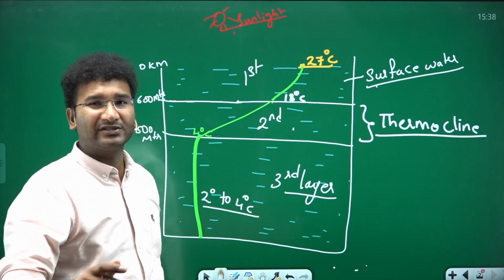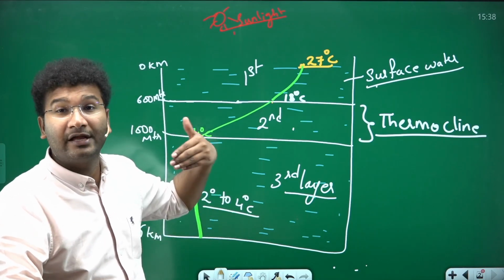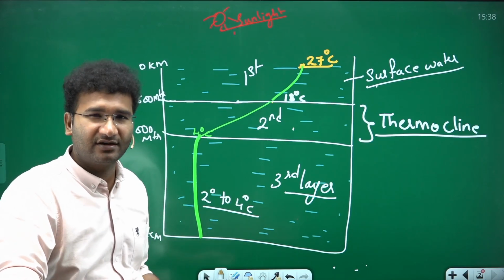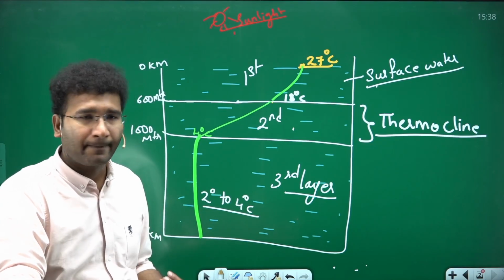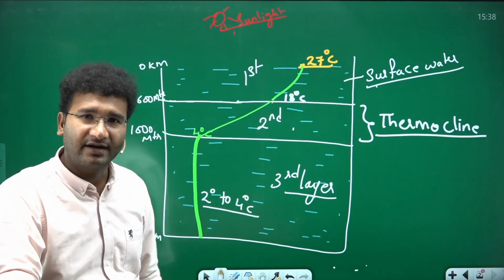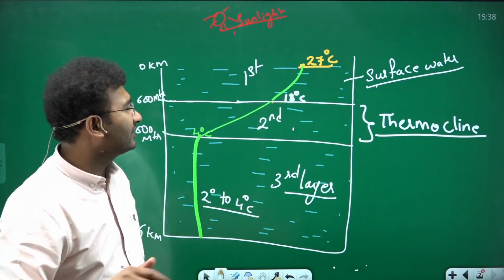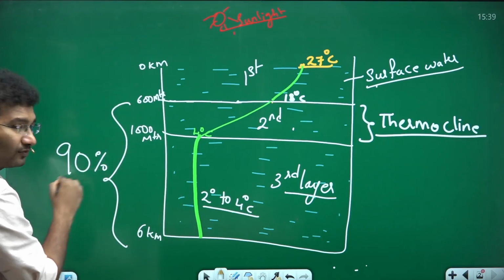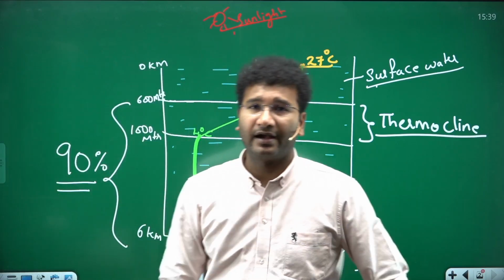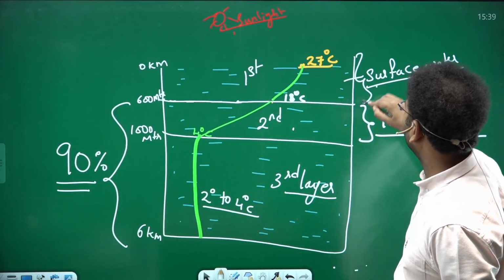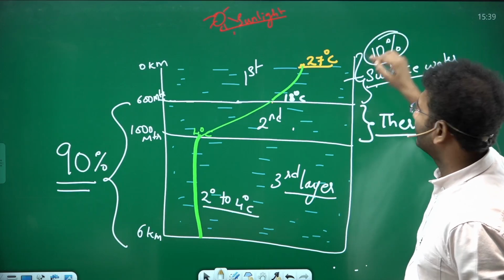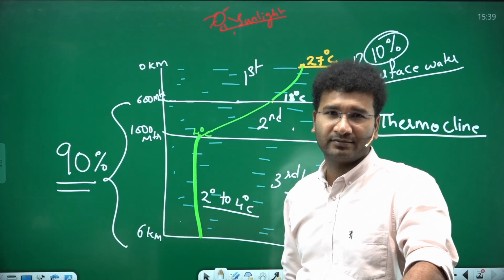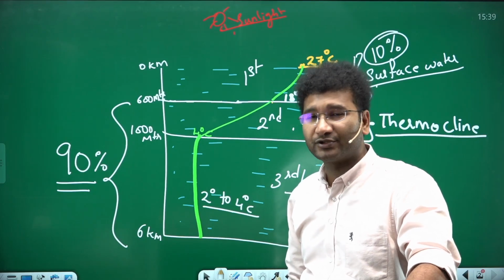Let's keep it like that, because in the advanced classes we'll get to know more than NCERT. You have to study something more than NCERT also. NCERT is not sufficient to clear this exam, but these are the basics that you need to know, right? So 90% of the oceanic water is made up of deep water, and only 10% is surface water. The total volume, 10% is surface, 90% is deep ocean water, right?